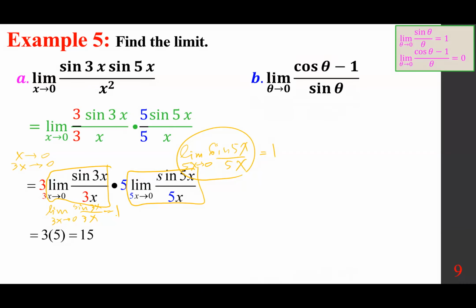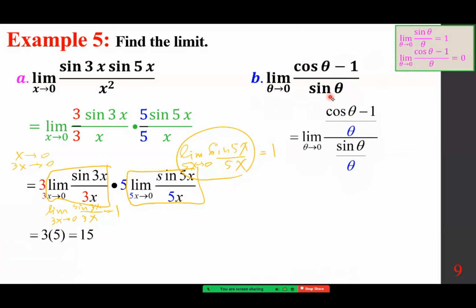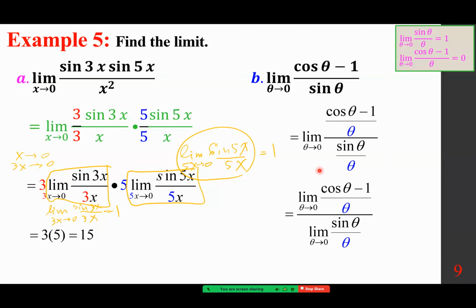All right, how about this one? Well, when we look at this one, if the denominator was theta, the limit would be 0, but it's not. So what do we do? We divide the top and the bottom by theta. Now we make up two limits, the limit of the top and limit of the bottom. The top is 0 according to this. The bottom is 1 according to this. 0 over 1 is 0. So that's how we justify the answer.